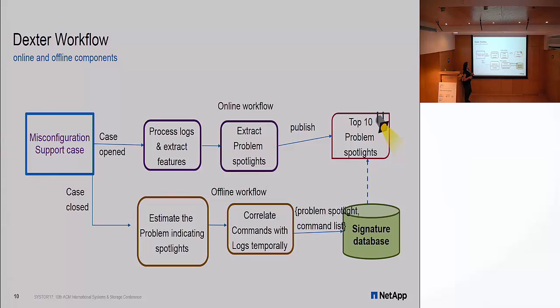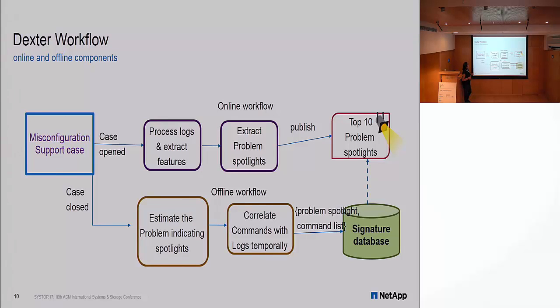And then there is a ranking scoring algorithm which uses those three metrics, combines them, and then says out of, let's say, 10,000 messages, these 10 messages are very important, and they are ranked from order 1 to 10. Now these are published onto the portal, which the support engineer looks at when handling the case. So these are like the clues of the problem. This happens on a continuous basis. Every half an hour, Dexter polls for new cases and publishes these problem spotlights.